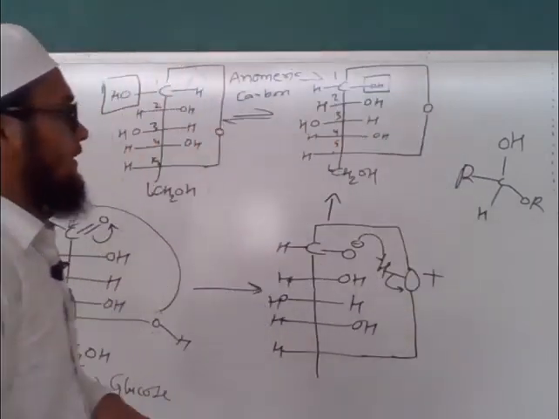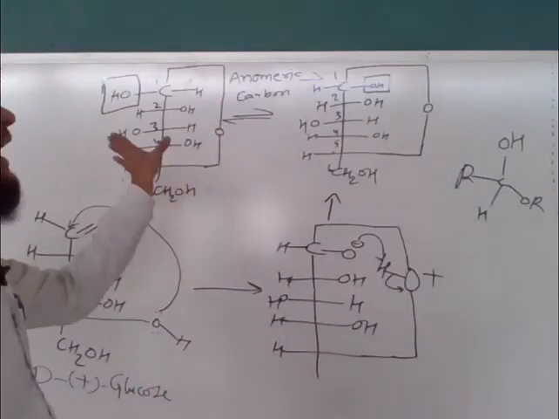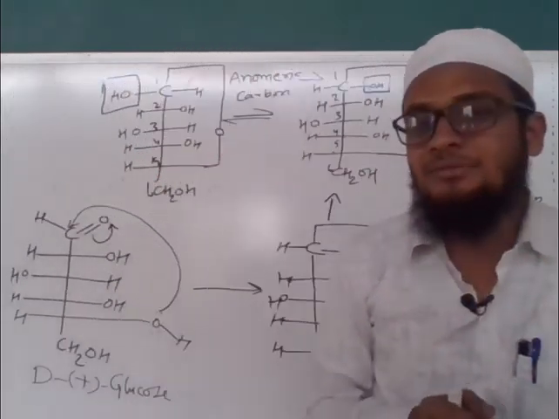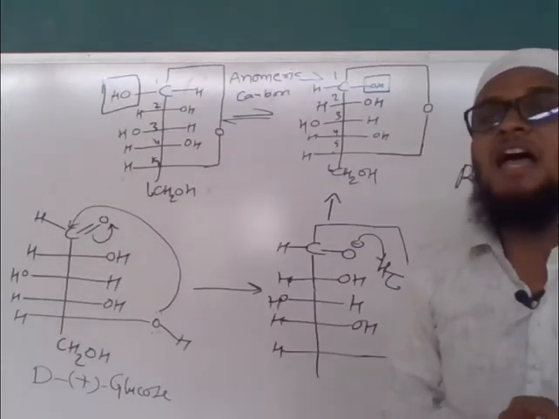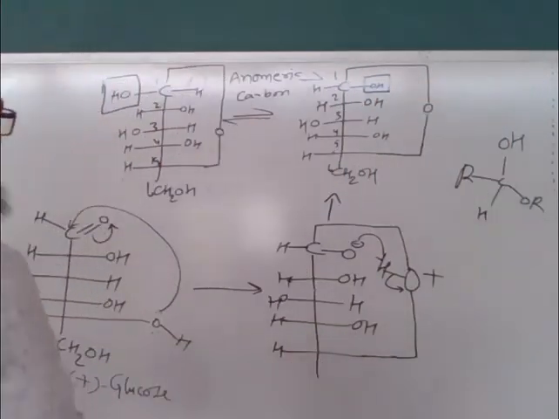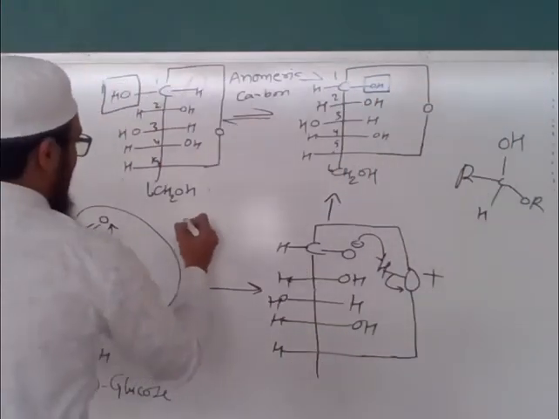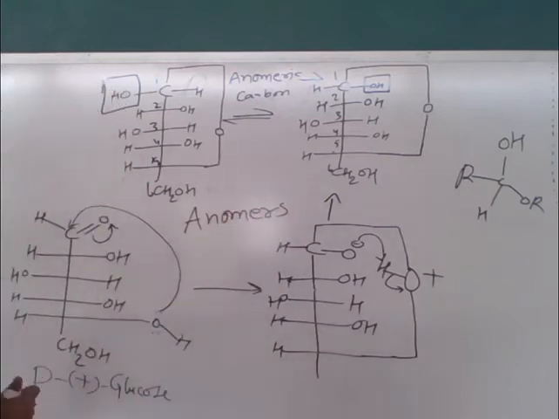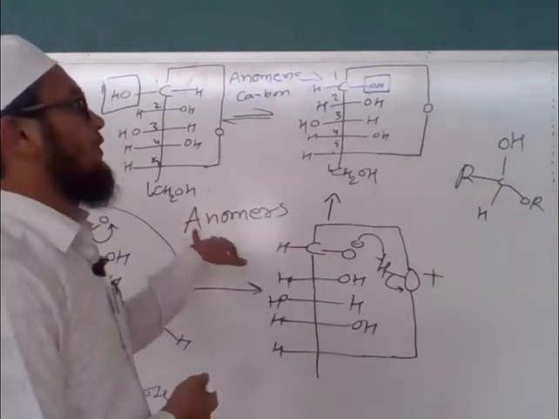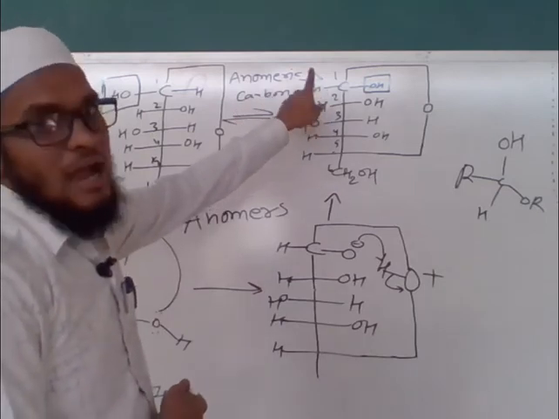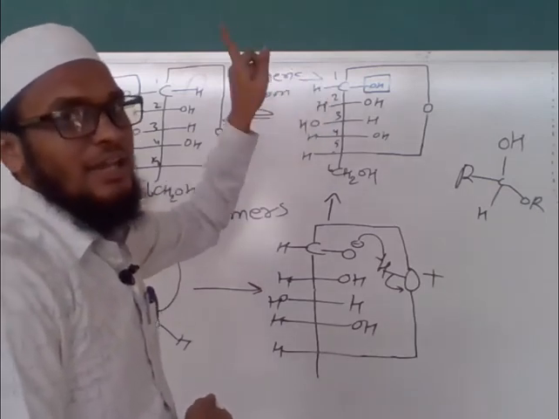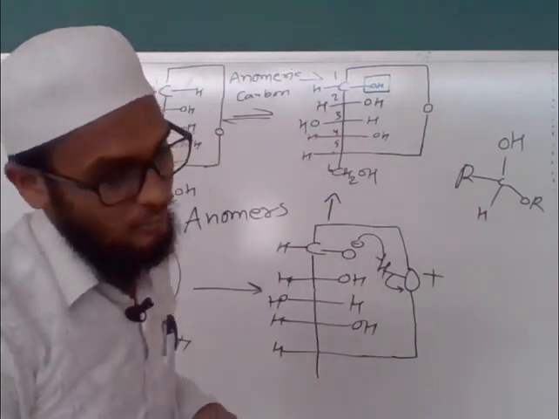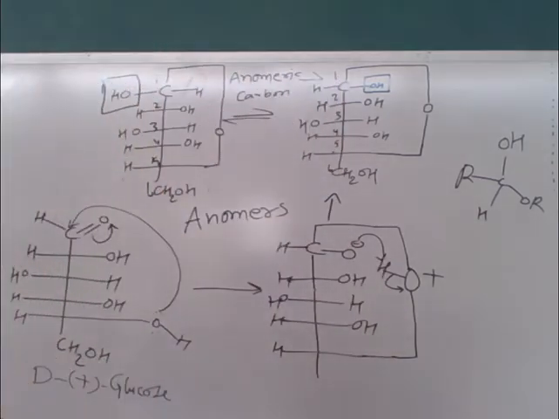So these two compounds are differing at the anomeric carbon. That's why they are known as anomers. What will give name to them? Anomers. They are anomers. Why are they anomers? Because they are differing at the first carbon, that is the anomeric carbon. The first chiral carbon is the anomeric chiral carbon.